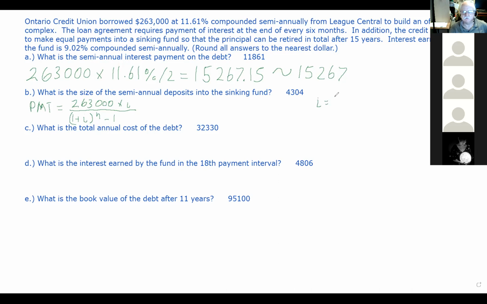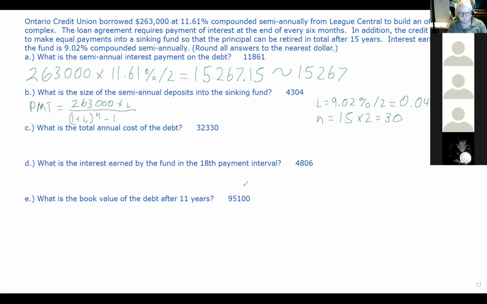So I equals 9.02%, and it's divided by 2. So 9.02% divided by 2, and I'm getting 0.0451. And I'm going to store that in register 1. And N, 15 years and semi-annual, so 30. So now let's try our calculation.